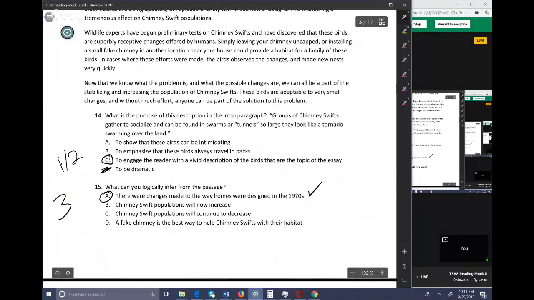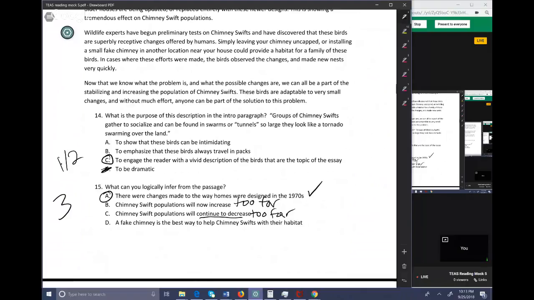B says that the populations will now increase. There are efforts being made by somebody. We don't know if just the author of this particular passage is making an effort or if millions of people are. So we do not have enough info to say that. So that would be too far. Same thing with that they'll continue to decrease. We don't know how many people are making these efforts. So that is too far for what we know.